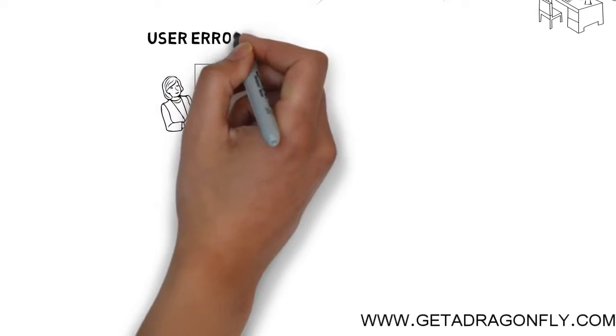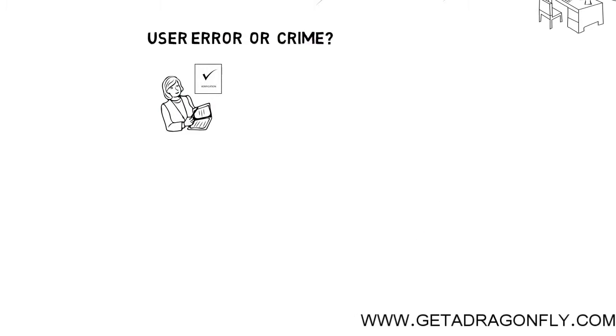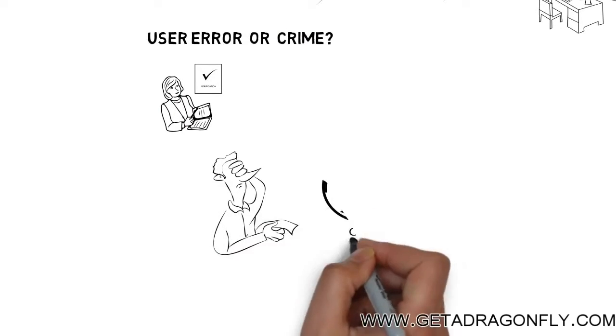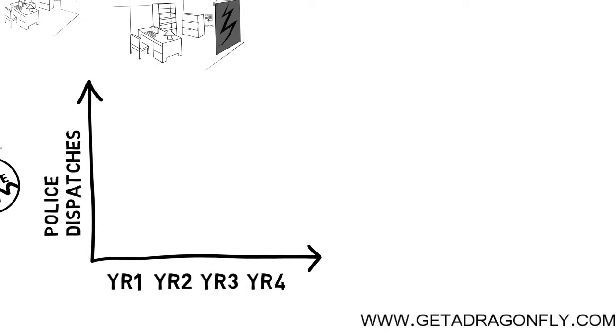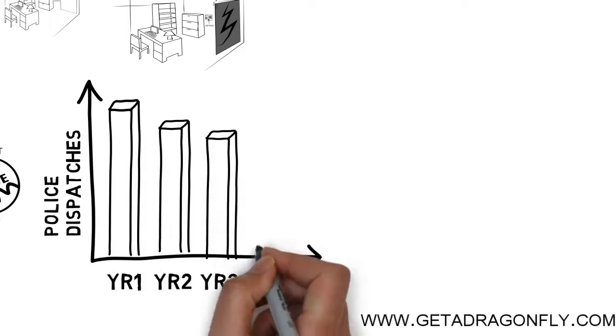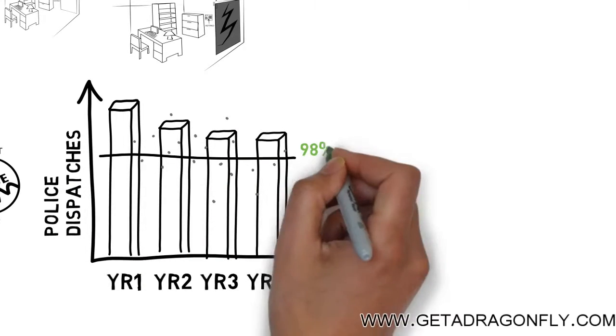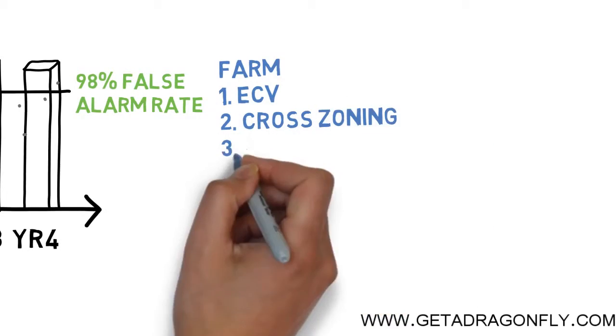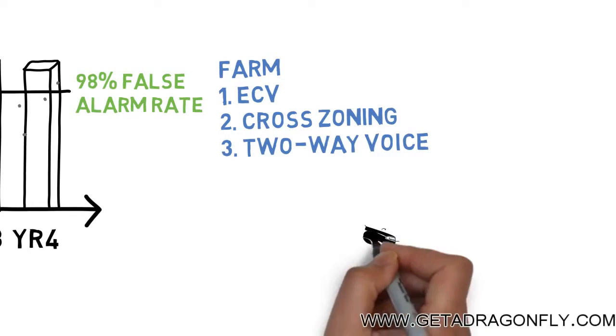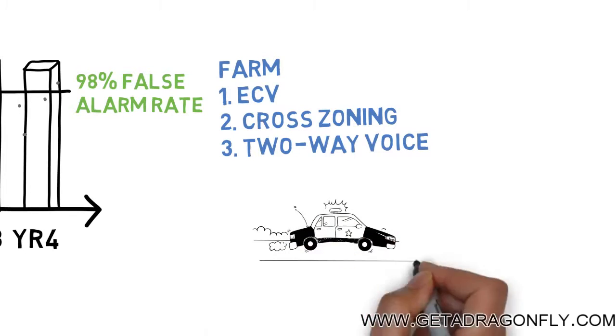Is a verified alarm a verified user error or a verified crime? The answer paints a paradigm because reducing problems is not the same as creating value. Verifying user error does reduce total police dispatches, but has little impact on the false alarm rates, which are still 98% and higher in most recent studies. Even after FARM, police typically make 50 to 100 false alarm runs to find a single burglary.